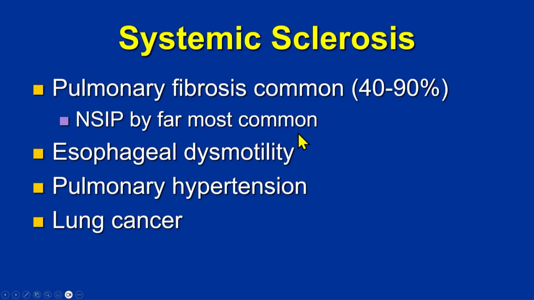As you all know, these patients can develop esophageal dysmotility, and that's going to manifest as esophageal dilation. I'll show you an example in just one second. Also, another manifestation here that I think is under-recognized is actually lung cancer, especially the adenocarcinomas.